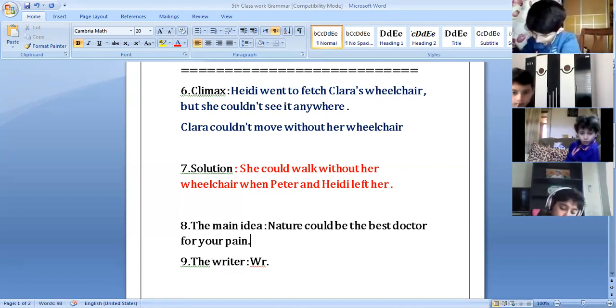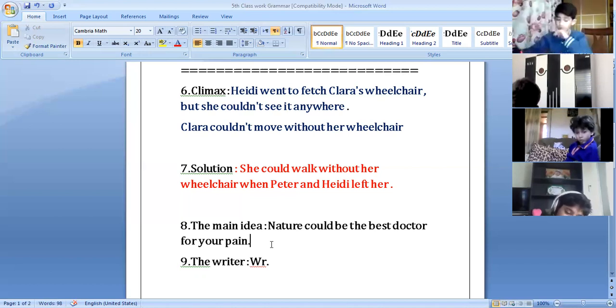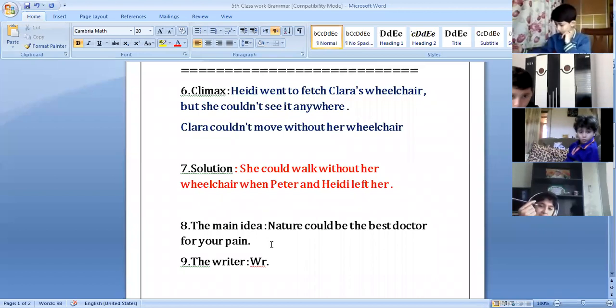This is mine. You can use mine. But for the main idea, it's an open answer. Fifth grade students, I want you to send me the analysis of the story. I will focus a lot on number 8. I want to see your creativity in number 8. What do you think the main idea is? So for me, nature could be the best doctor for your pain. This is mine.